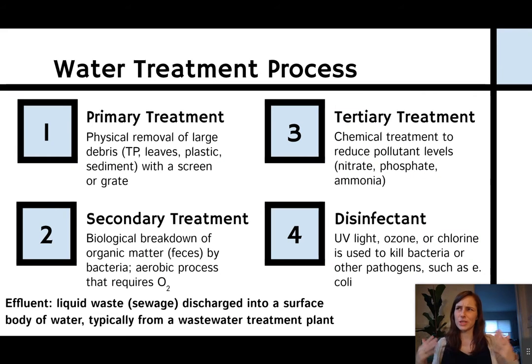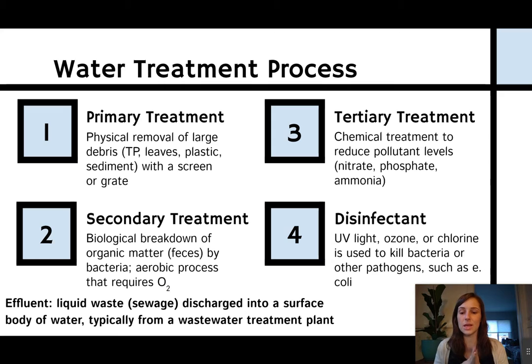So we're first going to start with the 4 steps for this water treatment process. The first step is going to be primary treatment. This is going to be just like physical removal of large debris, such as toilet paper, leaves, if we have a stormwater sewer combo system, plastic, sediment, things that have been flushed down. And so this is just removing using a screen or a grate that's going to catch all this stuff.